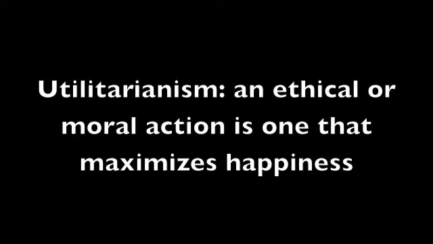Moving on to emotion, in contrast to Kant, John Stuart Mill was another philosopher with views on determining morality. Mill upheld utilitarianism, which is the very simple belief that an ethical or moral action is one that maximizes happiness. An action is more right the more happiness it creates, and more wrong the more unhappiness it creates.